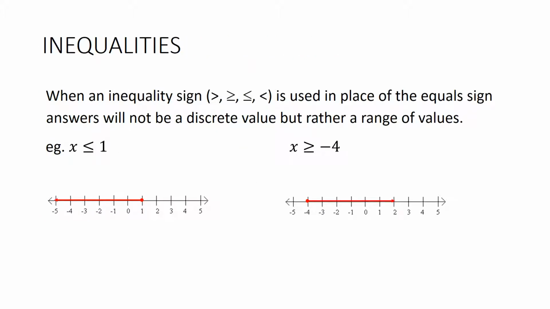Inequalities. When an inequality sign like greater than or less than is used in place of an equal sign, answers won't be a discrete value like 1 or 2 or 7, but rather there'll be a range of values. So here we've got x is less than or equal to 1, and that's shown here on the number line. It goes from 1 all the way down to negative infinity. And this is x is greater than or equal to negative 4, and so it goes from negative 4 all the way up to positive infinity.